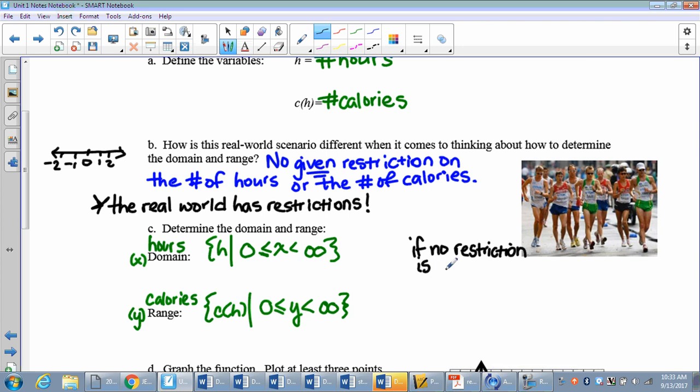is given, think about the real world restriction.